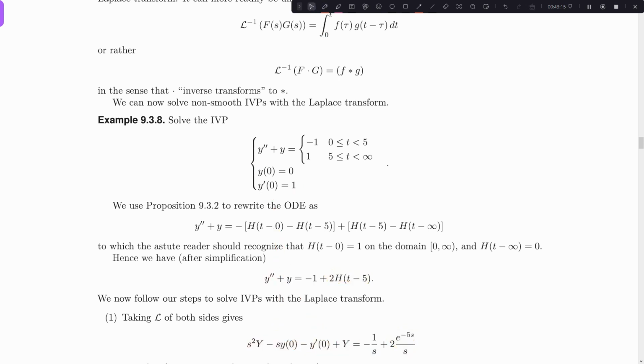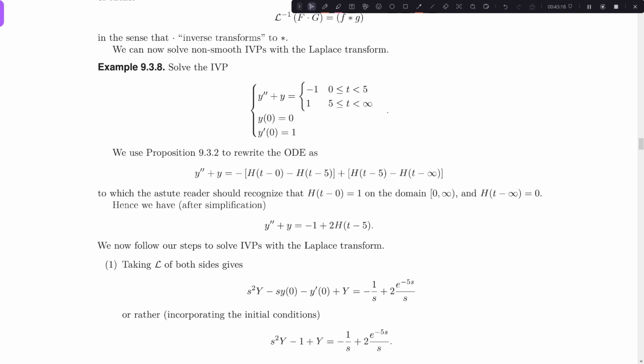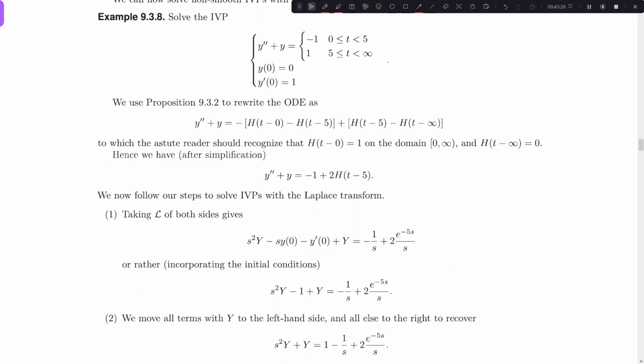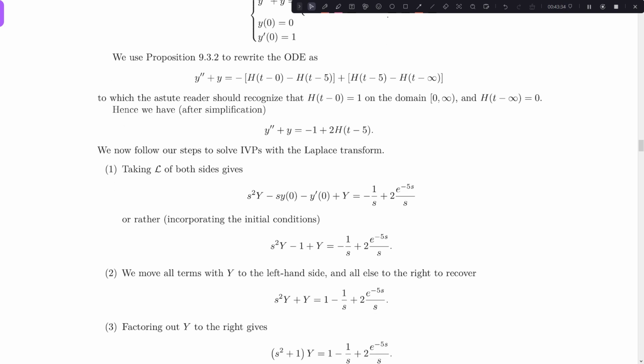And upon doing that, I recover s squared Y minus 1 plus Y is -1 over s plus 2 e to the minus 5s over s. And I'm going to isolate capital Y. So I'm going to bring everything with capital Y to the left-hand side, bring everything else to the right-hand side, and then factor out capital Y.